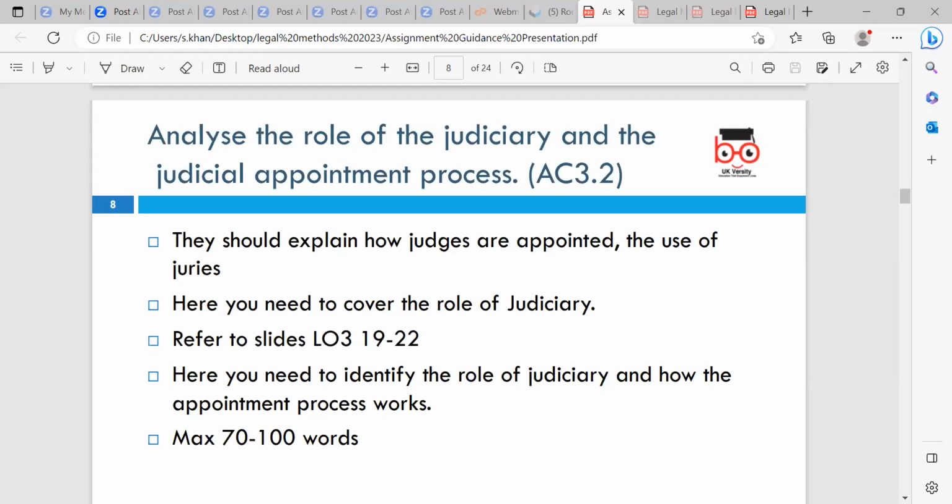Okay, and refer to slides learning outcome 3, 19 to 22. You may be able to expand on certain points a little bit more. Here you need to identify the role of the judiciary and how the appointment process works. Maximum words 70 to 100 words.